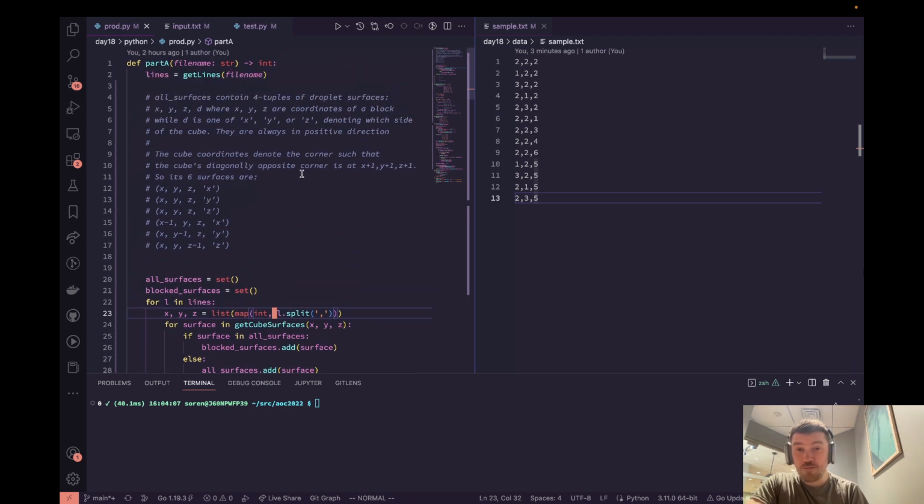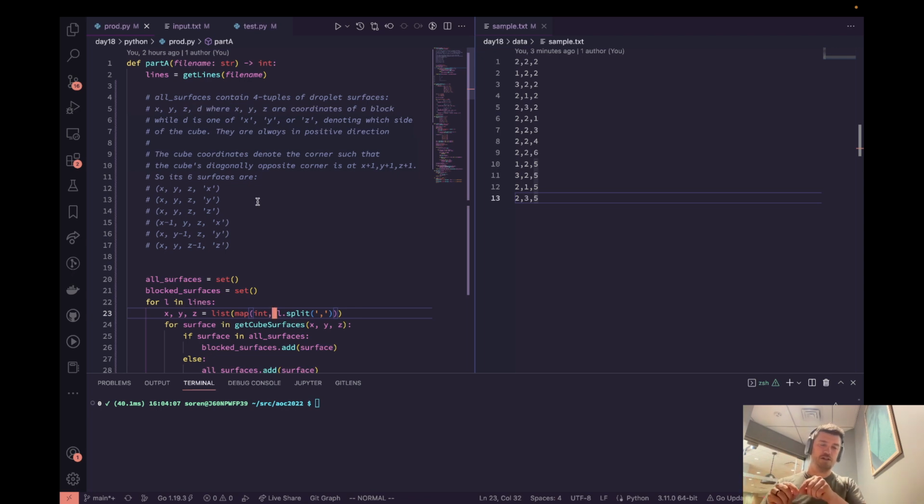So, I have some comments here that I needed to work out in my head. The way that we represent the surfaces is a 4-tuple. There are the XYZ coordinates, which represent the cube, and then the final element of the tuple is a character, which can be either X, Y, or Z. And the one that is called X is the surface on the positive X side of this cube.